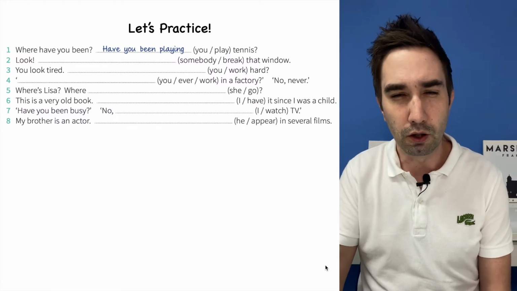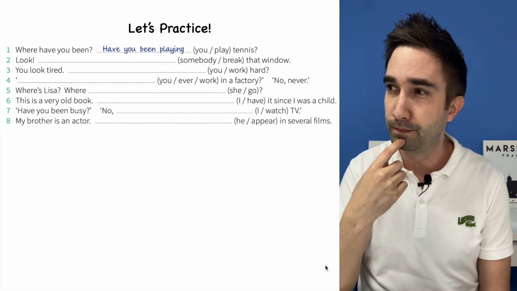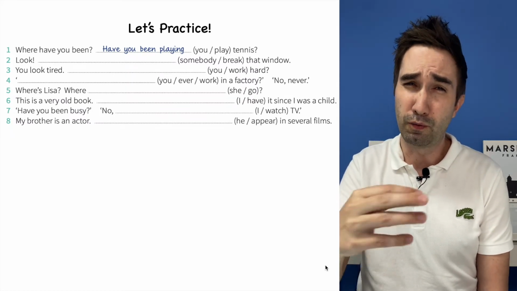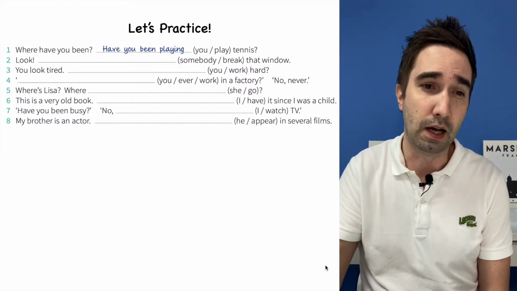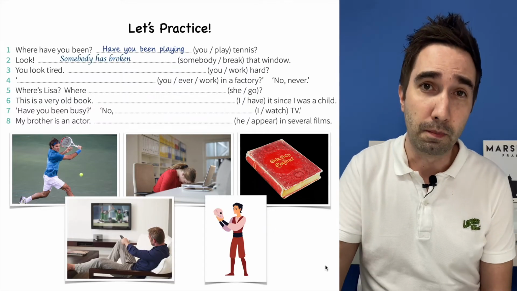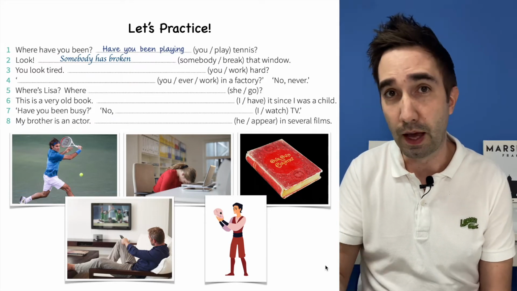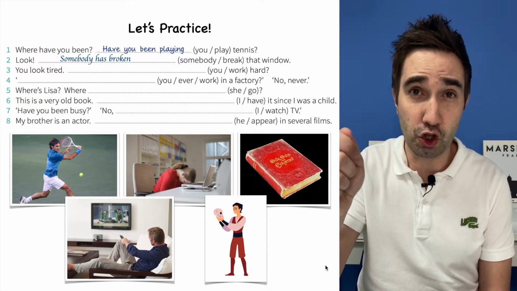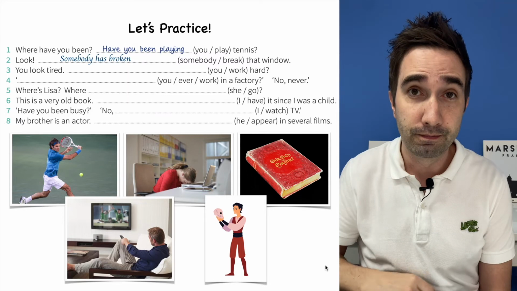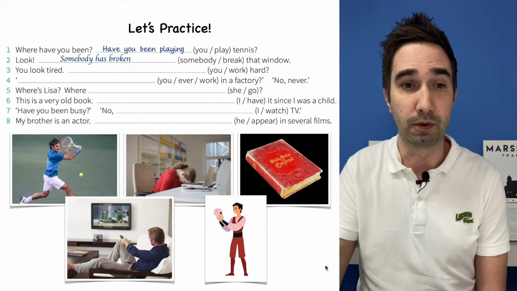How about number 2? Look, blank, somebody break that window. So I'm looking, the window's broken. I can see the glass on the ground, right? And of course, when we break a window, it's one time. So I can say, look, somebody has broken that window. Because it's one time, but the window is still broken. So again, in American English, what would you say? Yeah, somebody broke that window. Good job. All right, let's move on to number 3.